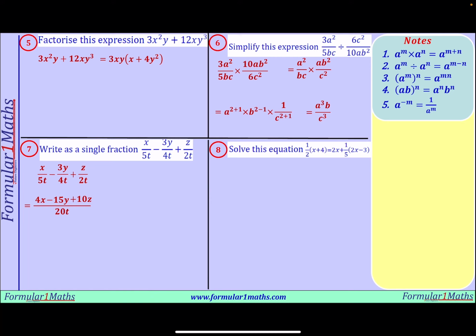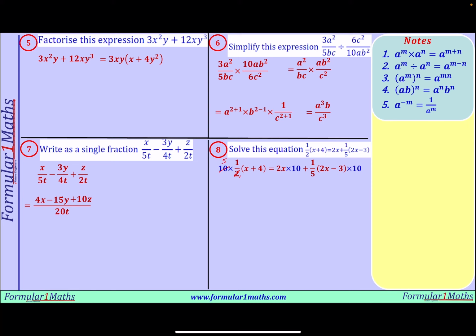Question 8. What we need to do here is to find the lowest common denominator of 2 and 5. That will be 10. Then we multiply each term by 10. So this term by 10, the 2x by 10, and this last term here by 10. So when we do that, we get this. Now you can see that I can reduce this fraction here. So 2 goes into 2, 1, and 2 goes into 10, 5.